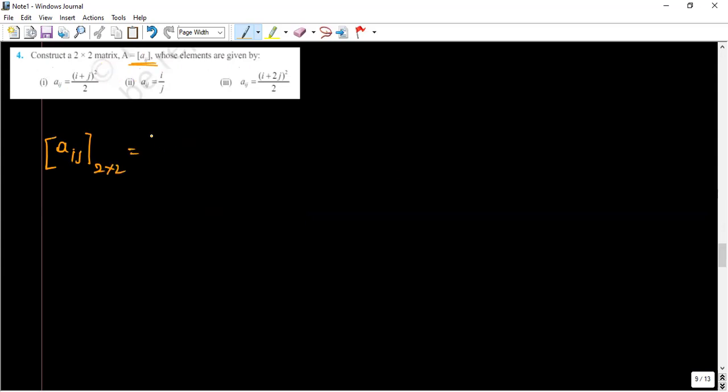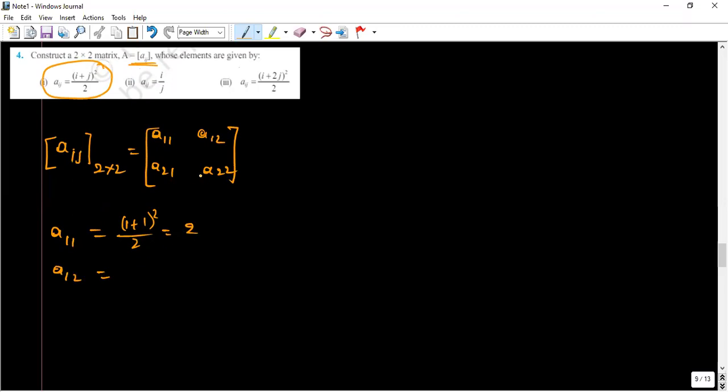This I can write as A11, A12, A21, A22. This is a 2 by 2 matrix. Now they are telling us to use this formula and find out what A11, A12, A21, A22 are. Let me take A11 first of all. (1 plus 1) whole square by 2, which is nothing but 2 square by 2. 2 square by 2 is nothing but 2.